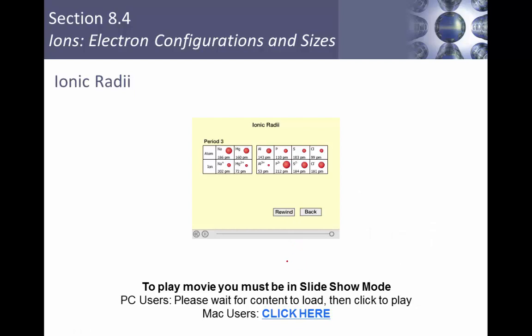So this little video clip here just reiterated what I was telling you about the isoelectronic series of atoms versus neutral atoms and ions. So that just gave you a little review of what we had just talked about.